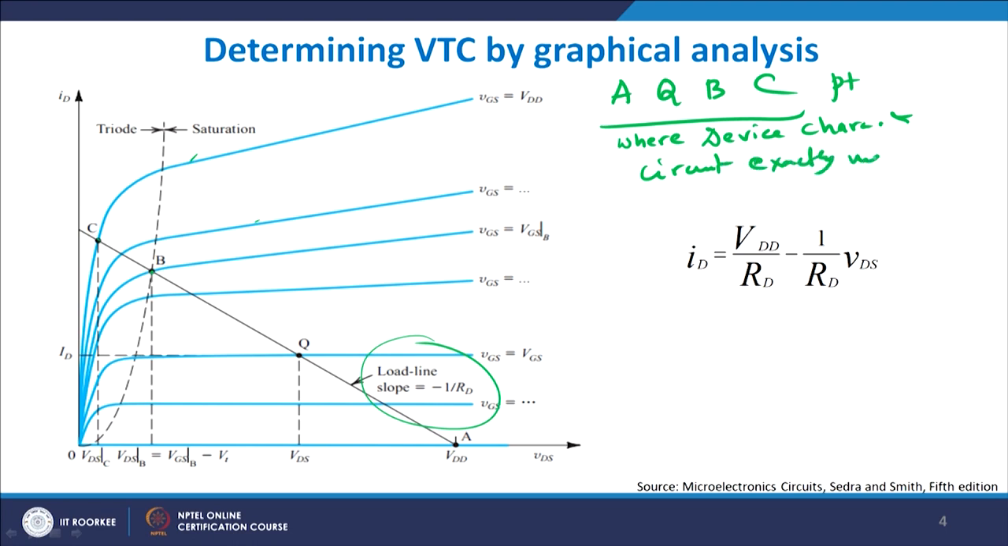exactly match. Why? Because this is the device part, this is device, this is device, this is device, whereas this is basically a circuit. So, when it cuts, these are the points where both device and circuit properly give you a matched current available with you, right. And therefore, these are effectively known as the points of operation of the device, out of which we take one point which is also referred to as the Q point or the quiescent point.